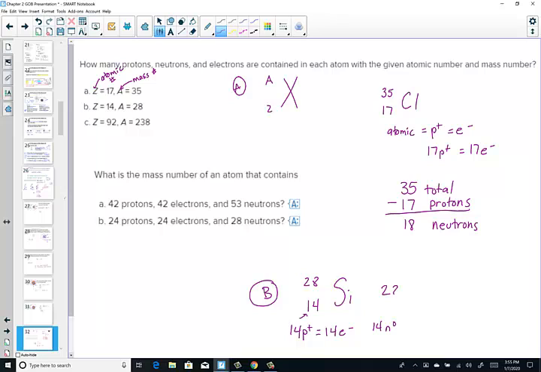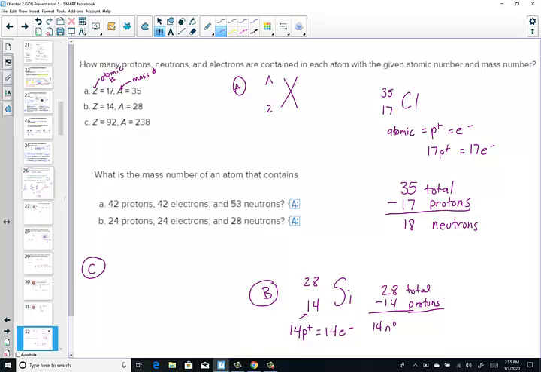Remember that 28 minus 14 is how I found the neutral neutrons. Here's the total mass minus the protons. 28 total particles, 14 of the 28 have been accounted for already as protons. The remaining mass must be neutrons.